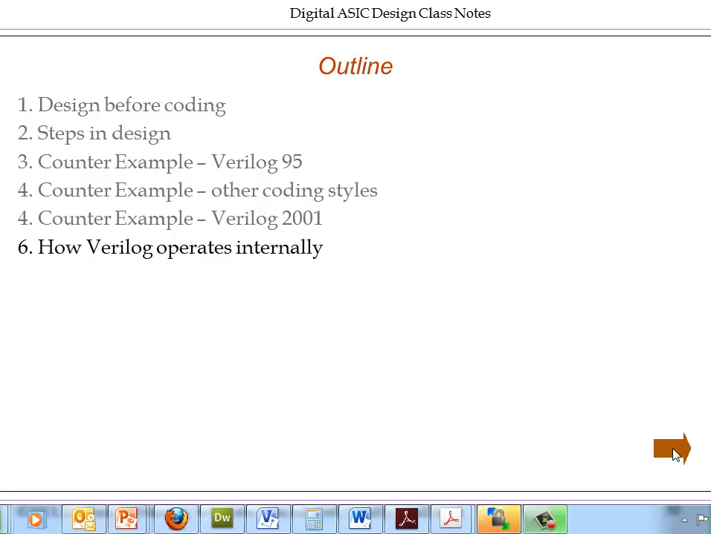And now we'll turn to the final submodule within this unit, and that is a brief discussion of how Verilog operates internally. While it's not essential to know this in order to be a designer, I consider it to be useful background information, and in addition, the language does make reference to items such as triggers, and this will help explain some of the nomenclature.